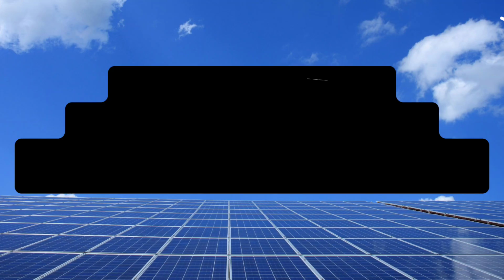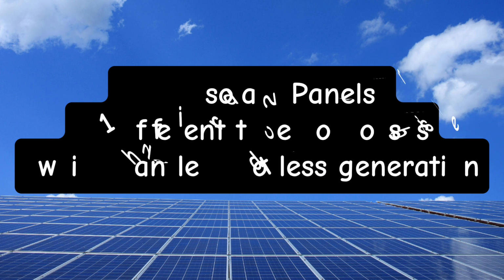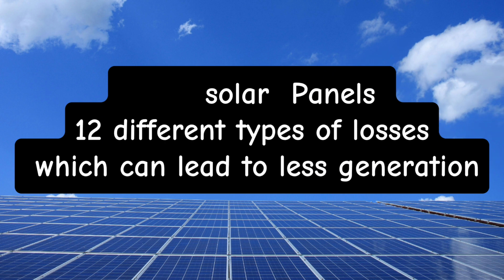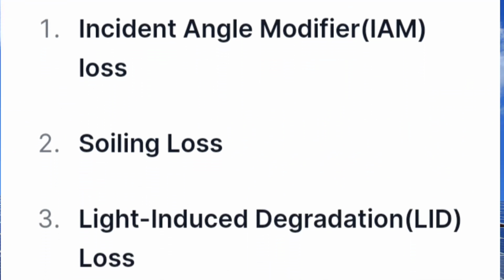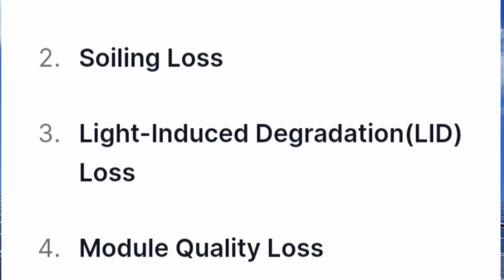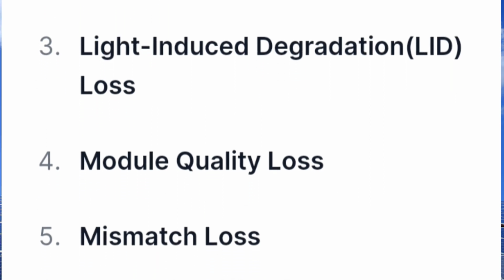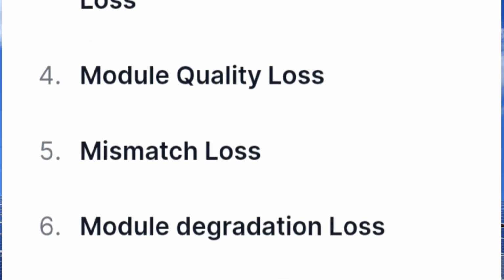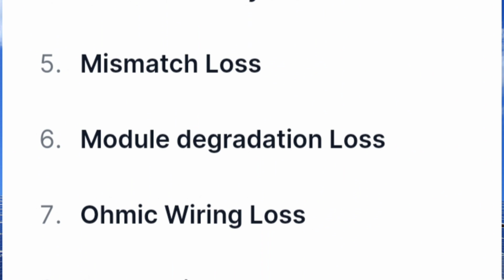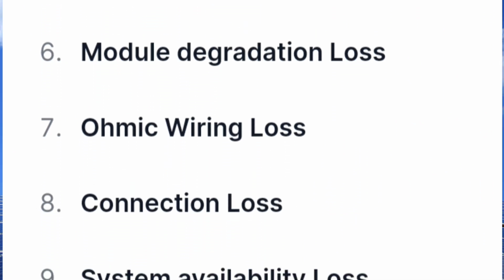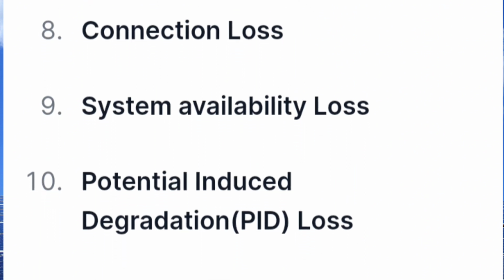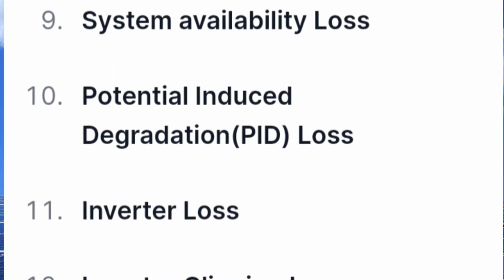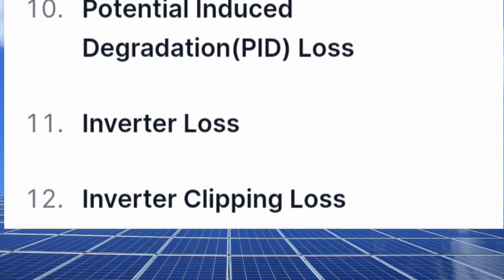Solar panels have 12 different types of losses which can lead to less generation: incident angle modifier loss, soiling loss, light induced degradation loss, module quality loss, mismatch loss, module degradation loss, ohmic wiring loss, connection loss, system availability loss, potential induced degradation loss, inverter loss, and inverter clipping loss.